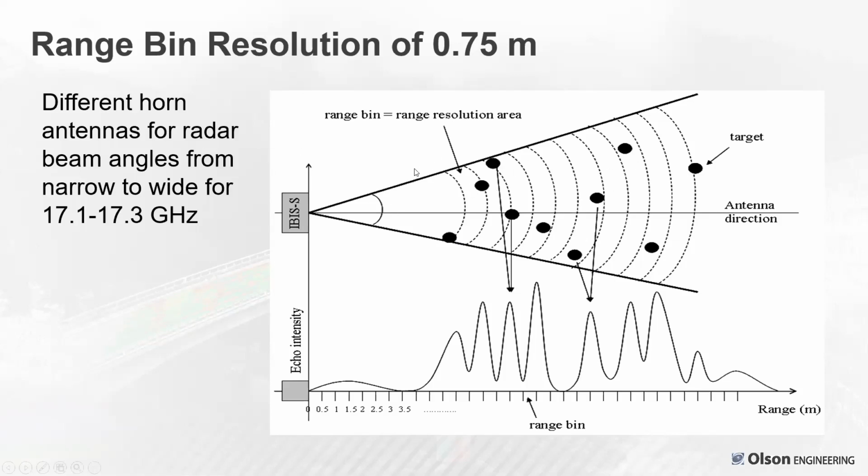You can use different horn antennas for different angles of coverage as you project the radar. You can have a narrow beam radar in a simple sense to a wide beam radar, from nominally 15 degrees plus or minus to a 70-degree field of view.